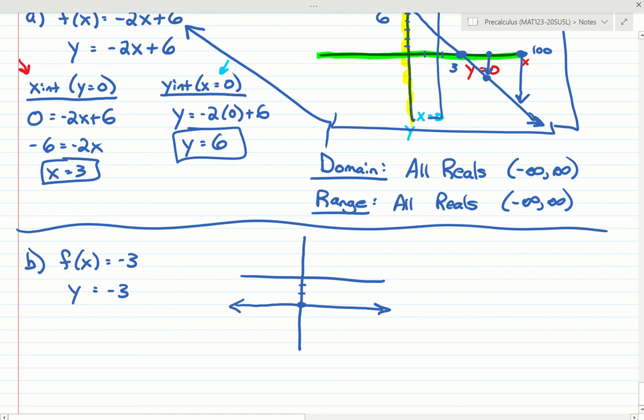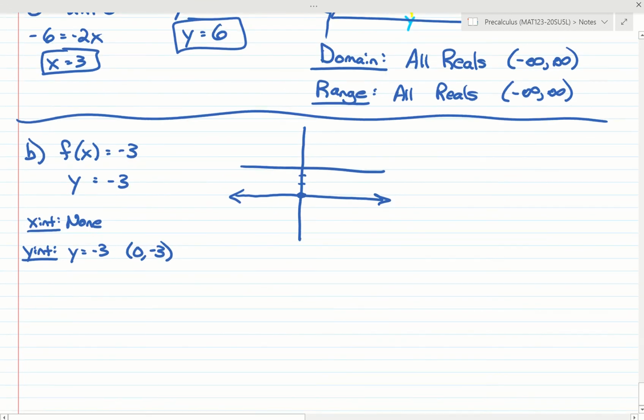The slope is 0. The x-intercept, well, it never crosses the x-axis, so we're going to say none. You don't want to say 0 because that would mean it crosses when x is 0. The y-intercept, well, clearly it crosses when y is equal to -3. Now you could either write it like this if you want, or some people prefer to write it like this. Totally fine, whatever way you like.